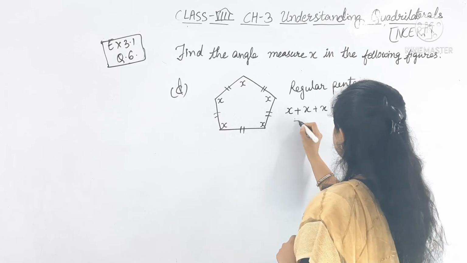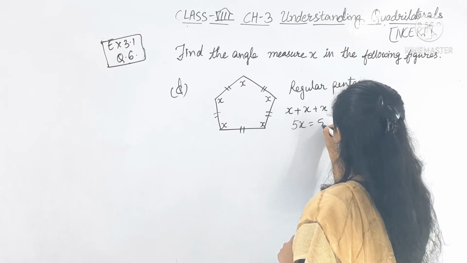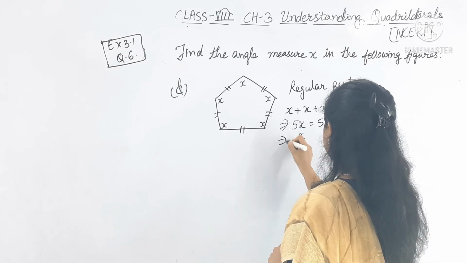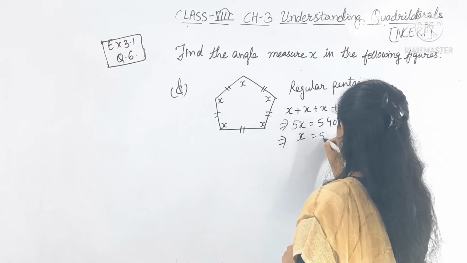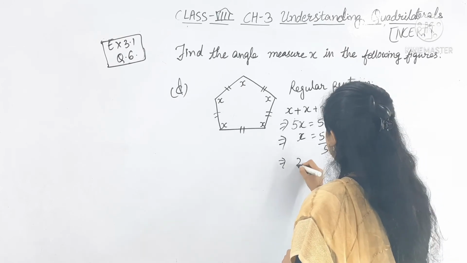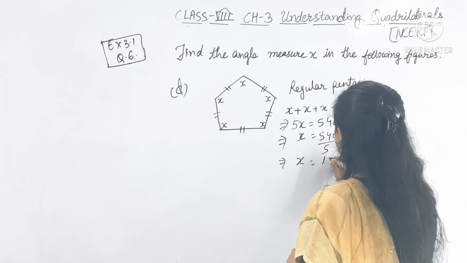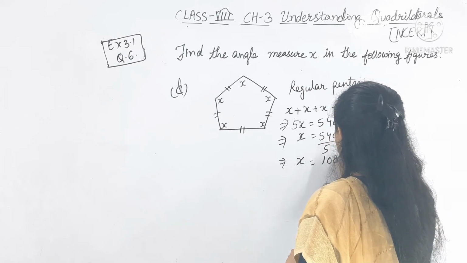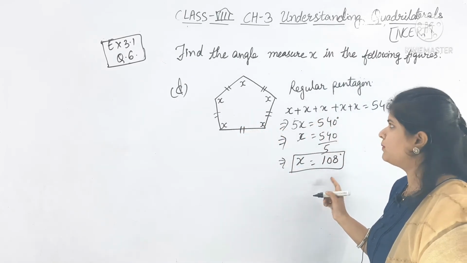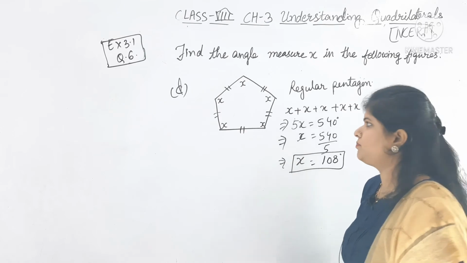So how many x is there? 5x equal to 540 degrees. x is equal to 540 divided by 5. So we have to divide: 5 ones are 5, so 108 degrees. So each angle x is equal to 108 degrees. This is the regular pentagon.